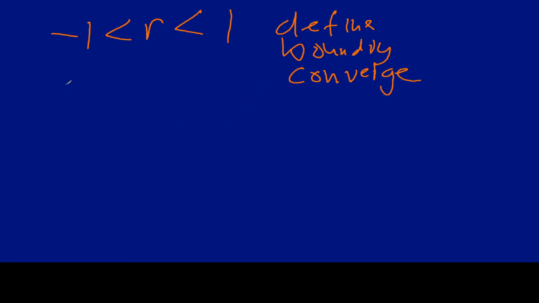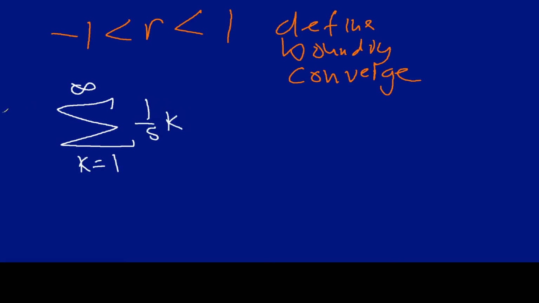Now let's say I have the following. I have my summation sign again, and I go to infinity. My k starts at 1, and I'm going to have (1/5)^k. Now remember, this 1/5 is my ratio. 1/5 is definitely greater than -1, but 1/5 is also less than +1. So we know for a fact that this converges.